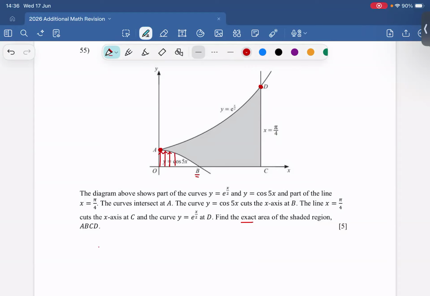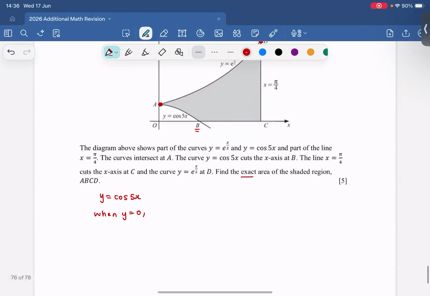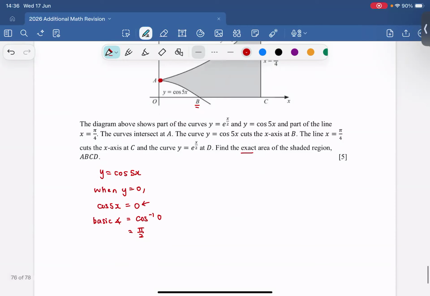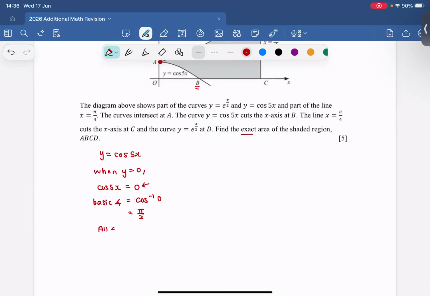We know that B is when the y equals cosine 5x cuts the x-axis. When you cut the x-axis is when your y coordinate is 0. So cosine 5x is equals to 0. Now we want to find 5x, we have to find the basic angle. Basic angle means cosine inverse 0. You will get pi over 2. Which quadrant is 0 in? Since it's 0, it's all 4 quadrants.